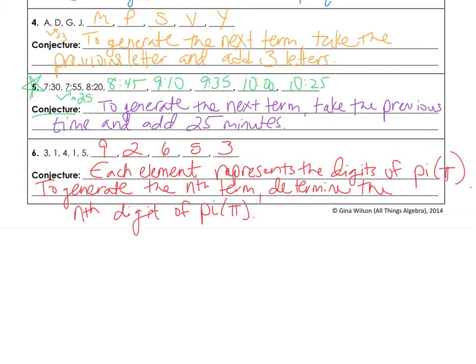This last one would be kind of tricky. If you notice, each of the terms are part of the digits of pi: 3.141592653. You would have to know which digit of pi you would want, and then that would determine what the next number would be in our list.